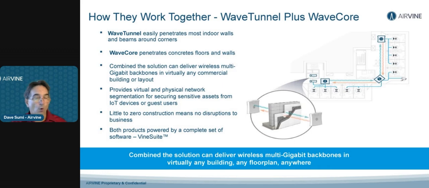Coupled with that, the wave core was designed and brought into being to go through concrete. As we were deploying wave tunnels in our customer buildings, we kept running into concrete floors and walls, and so we developed the wave core. When you combine these two products together, you have a complete solution that can deliver multi-gigabit backbones throughout almost any floor plan, any building, anywhere.